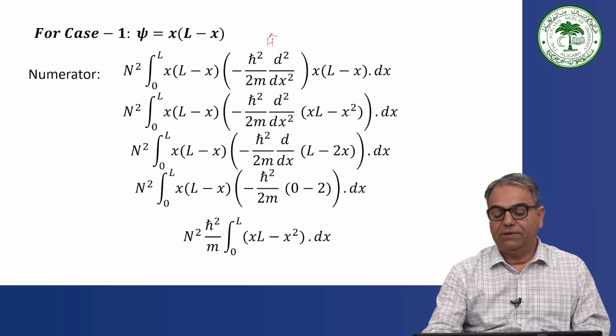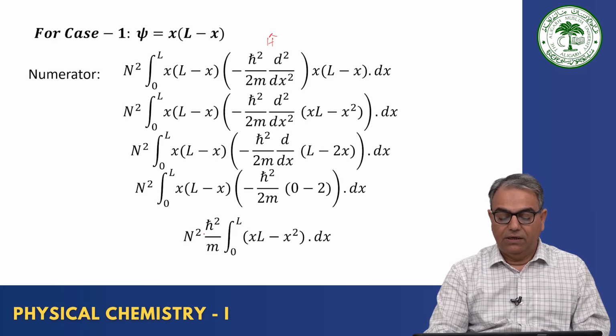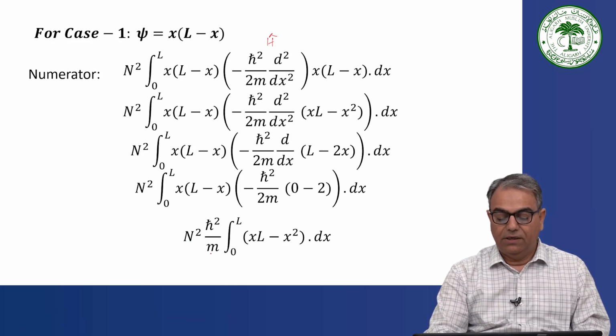So we can write xL minus x square, and minus h cross square divided by 2m d²/dx². The first differentiation will give you xL will become L and x square will become 2x. The second differentiation: L is a constant, so it will be 0 and 2x will become 2. So after the second differentiation, 2 and 2 will cancel, you will have h cross square divided by 2m outside and you will have x(L minus x) dx.